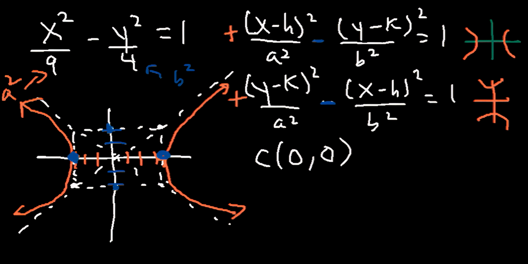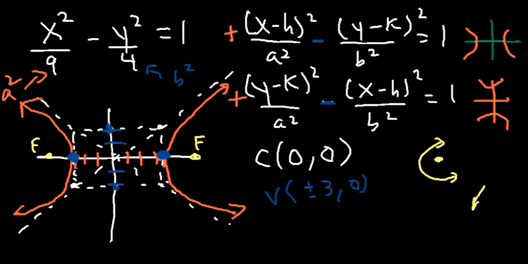These are called the vertices. Those are the vertices of the hyperbola. So the vertices are plus or minus 3, 0. The foci are somewhere here. They're always where the graph opens towards. So if the graph opens this way, the foci are towards it. If it opens this way, the foci are over here.